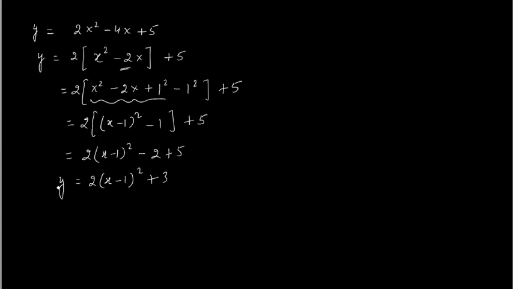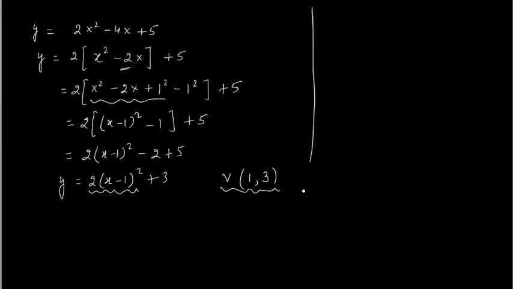Now this equation is in vertex form, and for the vertex, once we put x minus 1 equals 0, we get x equals 1. And at x equals 1, the value of y is simply 3, because the bracket term is 0. So the y coordinate is simply 3. So the vertex of this parabola is (1, 3).